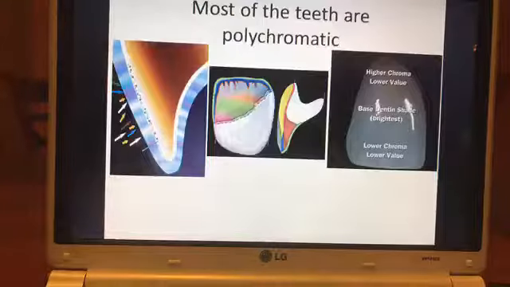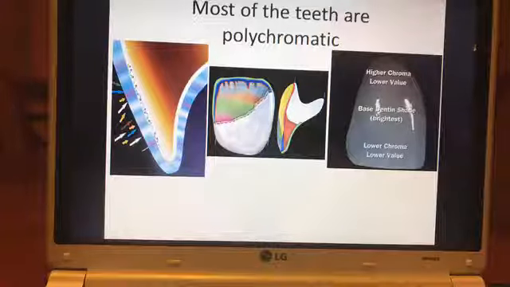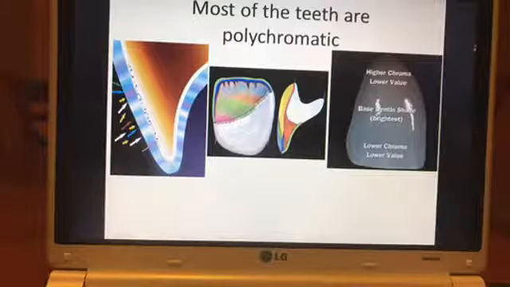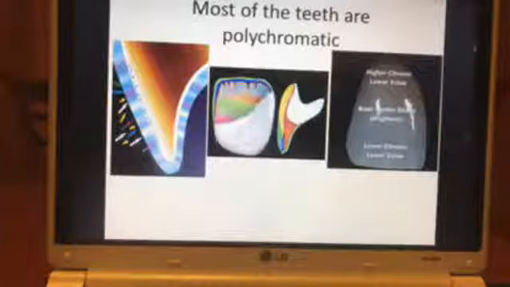So if you see this slide over here, you can see the color of the tooth is changing from a buccal to a palatal direction, and from a gingival to an incisal direction. You can see the highest chroma is present on the cervical part of the tooth because there is less enamel in this area, and as much as you go toward the incisal edge, you find the chroma decreases.